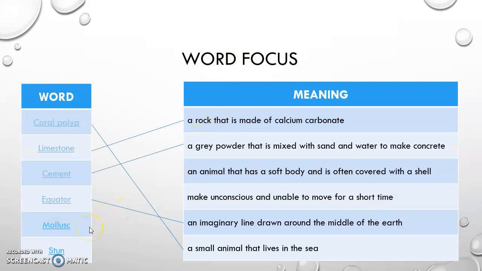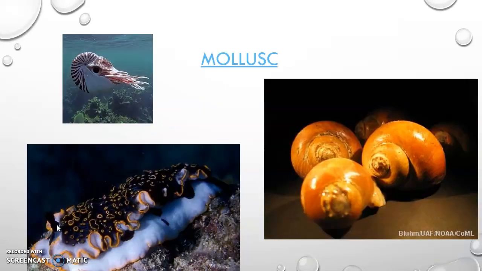Next, the next word, mollusk. An animal that has a soft body and is often covered with a shell. Okay, let's look at the picture. There are many types of mollusks in the sea. Isn't it lovely? They look very beautiful, right?